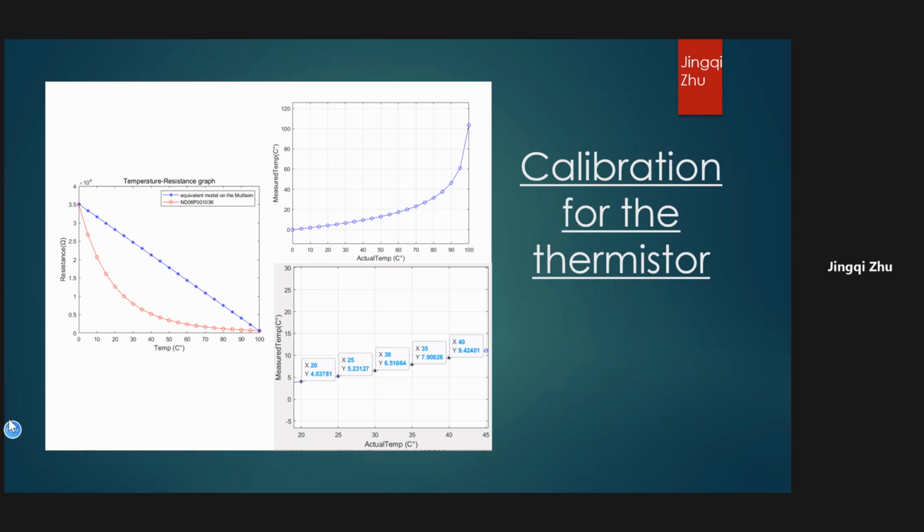The right-hand graph shows the relationship of converted temperature and the actual temperature, and the lower one shows the relationship between them more clearly around the working range, which we can use for later calibration in coding.